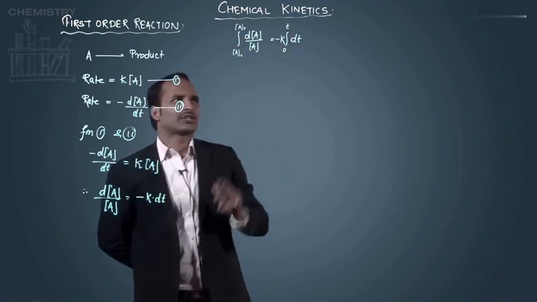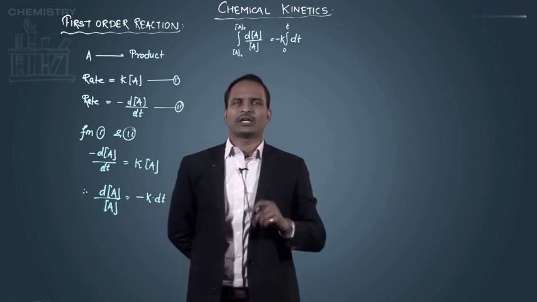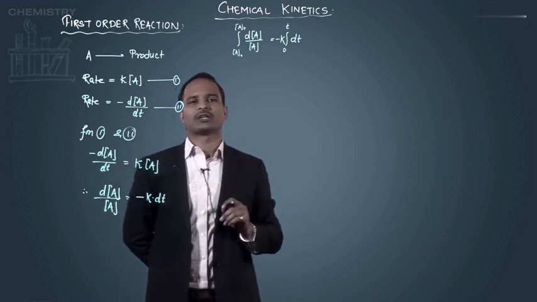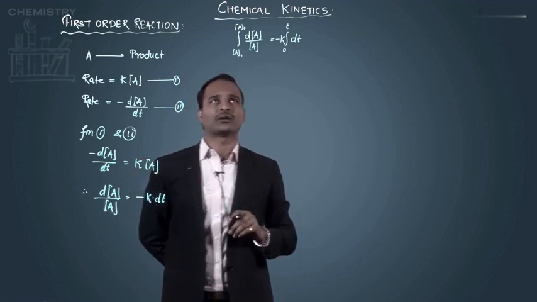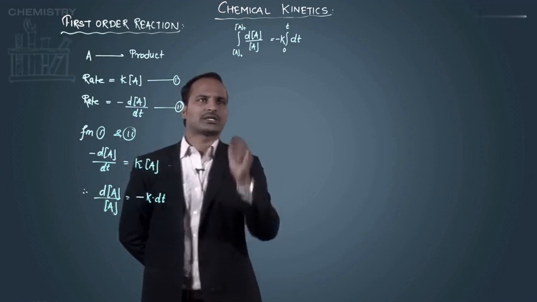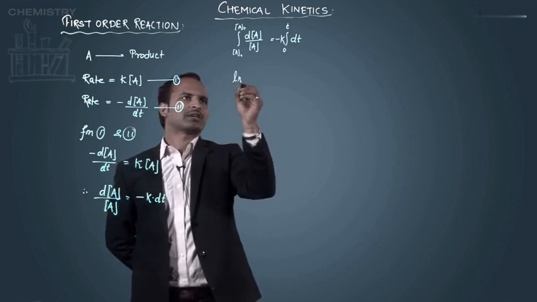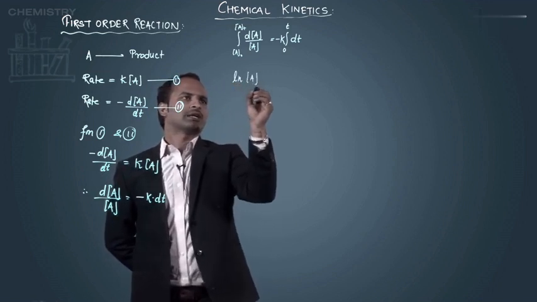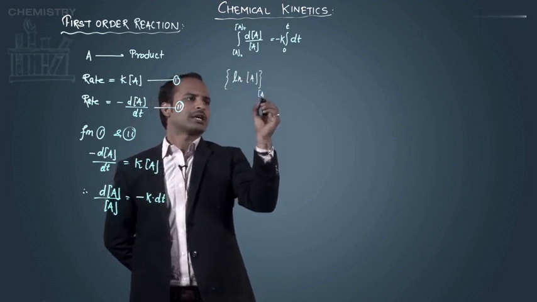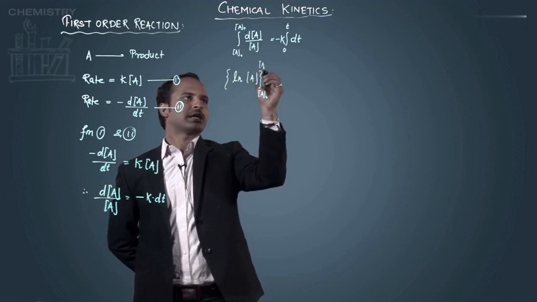Now, it is an integration of 1 upon A. The integration of 1 upon x is log x. Similarly, if it is 1 upon A, then the integration is going to be log A. Here it is a natural log, that is, a log to the base e. So instead of log to the base e, we just write ln. So it is ln A, with the lower limit A naught and the upper limit At.